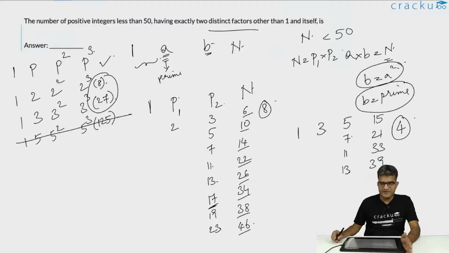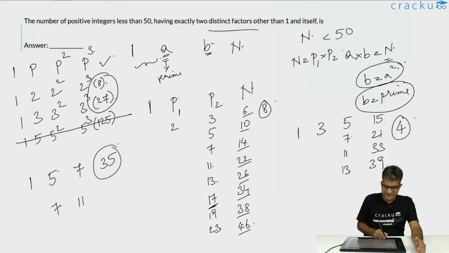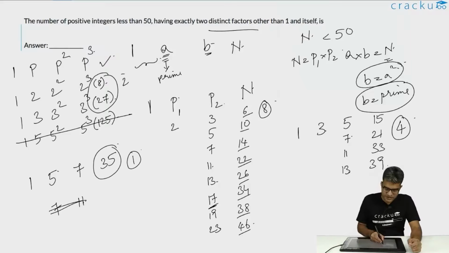What will happen when p1 is 5? So we have 5 and the second prime number p2 has to be 7. The next prime number is 11. 5 into 11 is 55, which is greater than 50. So the value that n will take is 35. If the first prime number is 7 and the second prime number is 11, the product itself is 77, so this can be cancelled. So the total number of values is 2 over here.